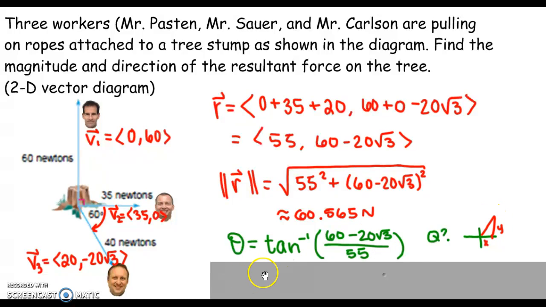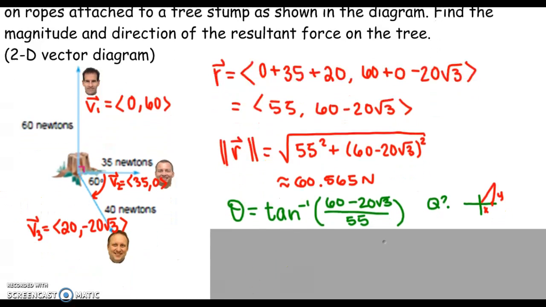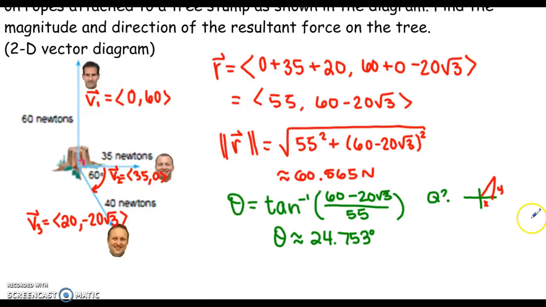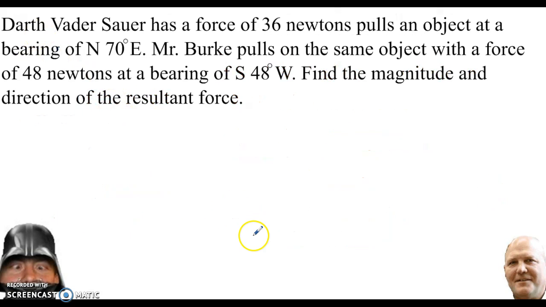Q1, I don't have to worry about my angle for my tangent, so I can plug it in my calculator and get 20.753 degrees. So that's the direction that that stump is moving. And luckily, no one's in that direction. So if the stump gets out, they're all safe. Let's take a look at the next problem that you have.